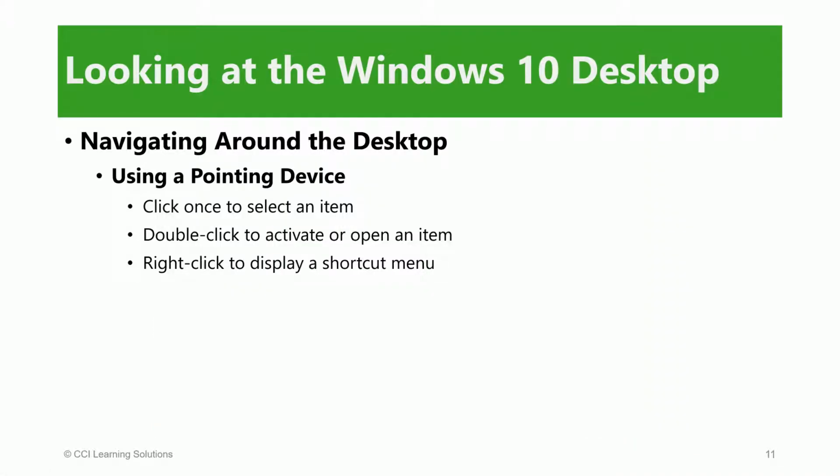To navigate around the desktop, we have a few devices that we can use. One, obviously, is our mouse, which is a pointing device. You can click once to select an item, double click to activate or open an item, and right clicking to display a short menu.